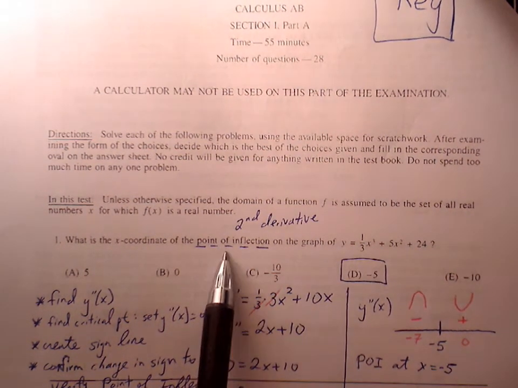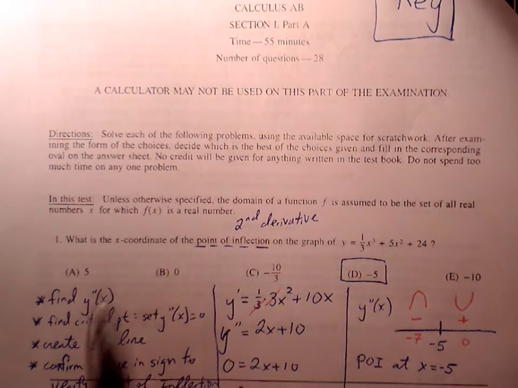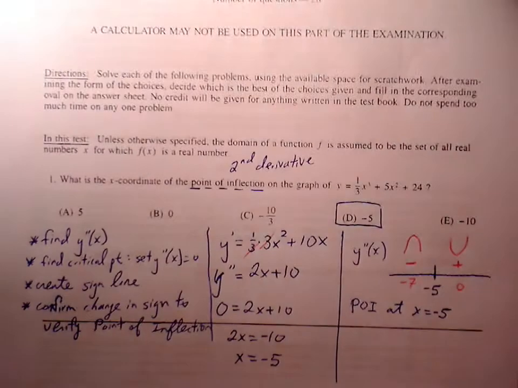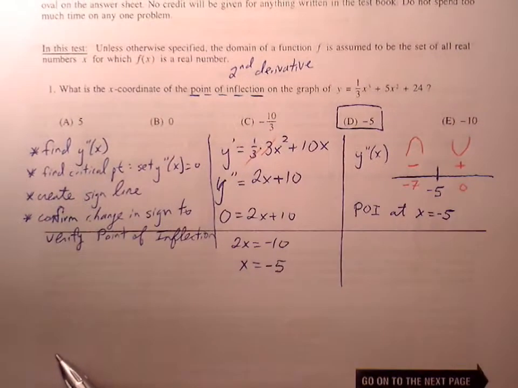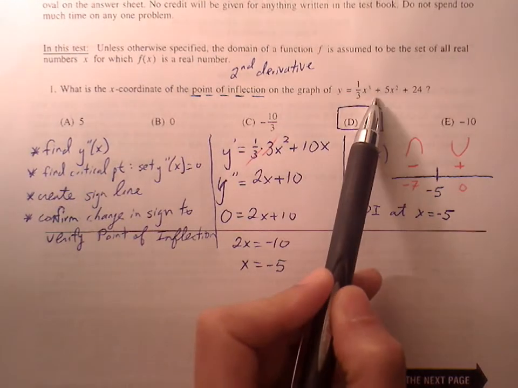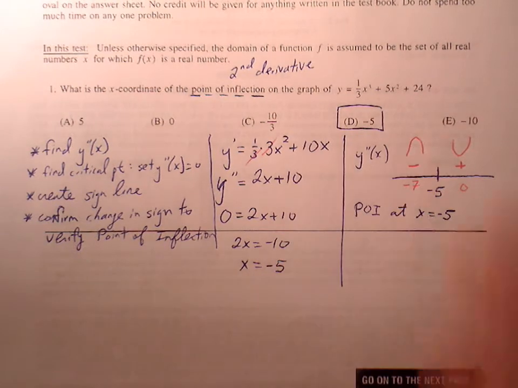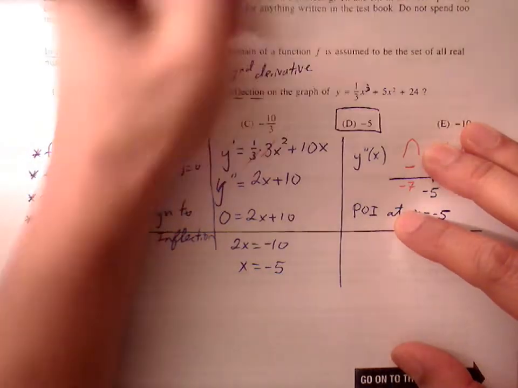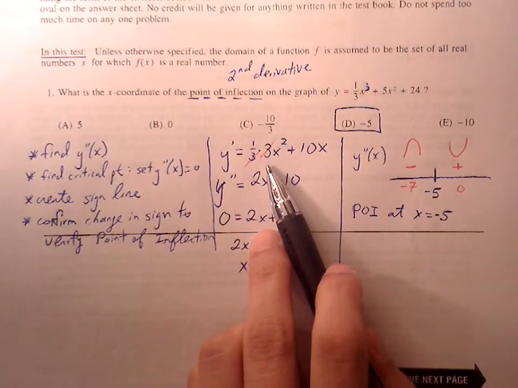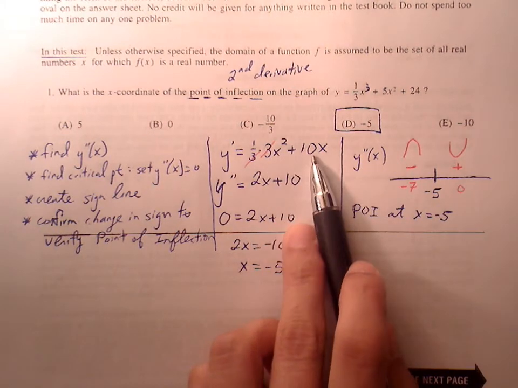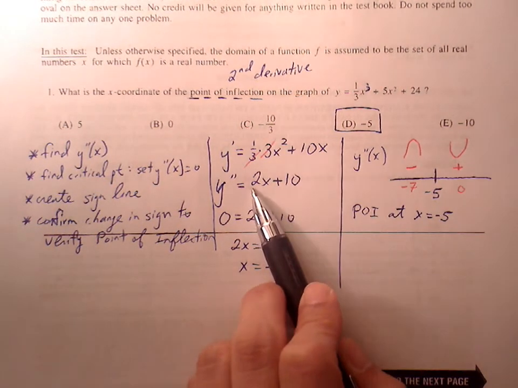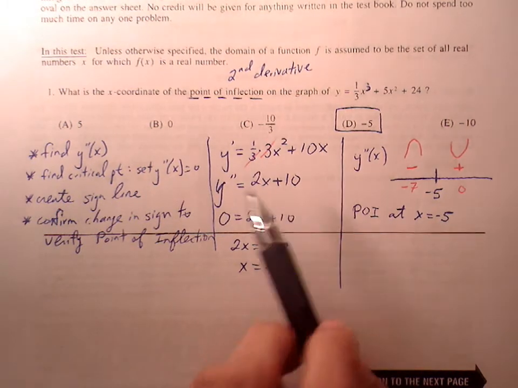So point of inflection comes from the second derivative function. So we're going to have to find our way to our y double prime. So we're going to apply power rule twice. Power rule the first time, we get 1/3 times 3x squared plus 10x. Find the derivative a second time, and we get 2x plus 10.